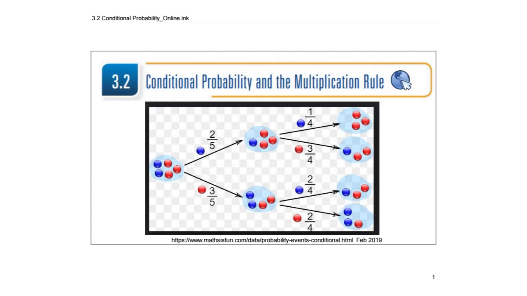Okay, so let's look at section 3.2, which is conditional probability. This is where it gets a little trickier. So let's say we have a bag of marbles here. We have 2 blue marbles and 3 red marbles. And we're going to actually grab a couple of marbles.